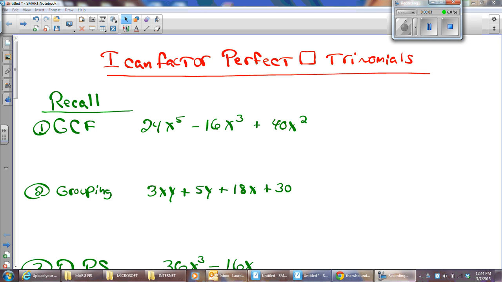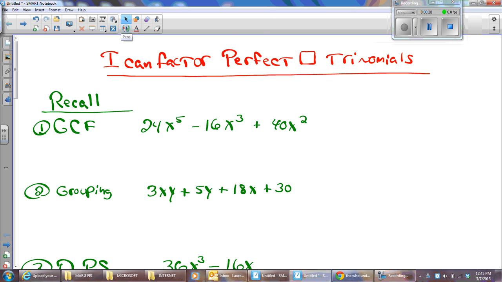Algebra students, today after our video, we're going to be able to say, I can factor perfect square trinomials. Before we do that, I want to recall the types of factoring we already know. We're learning lots of them. First one is GCF, and we should always do GCF first. Okay, try to do it first.